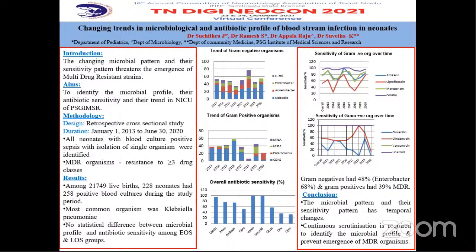The multi-drug resistant organisms were defined as resistant to greater than or equal to 3 classes of drugs. Gram-negatives had 48% multi-drug resistant strains, of which Enterobacter had the highest multi-drug resistance of 68%, and gram-positives had 39% multi-drug resistance. To conclude, the microbial pattern and the sensitivity pattern have temporal changes, that is, along with time there are many changes, and continuous scrutinization is required to identify the microbial profile and thus to prevent the emergence of multi-drug resistant organisms.